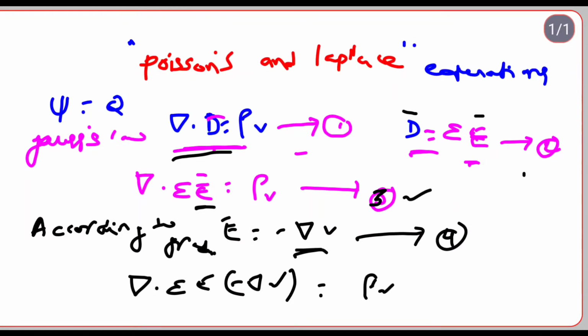The fourth equation, the gradient relationship, we are substituting in equation 3, that is del dot epsilon E. You can write here, del dot epsilon into minus del V equal to rho V. Taking minus epsilon outside, how can we write it?